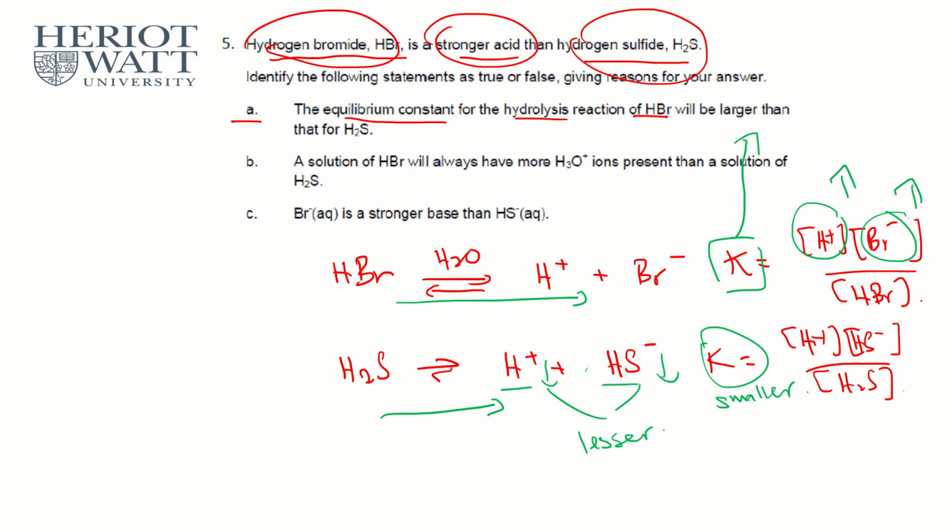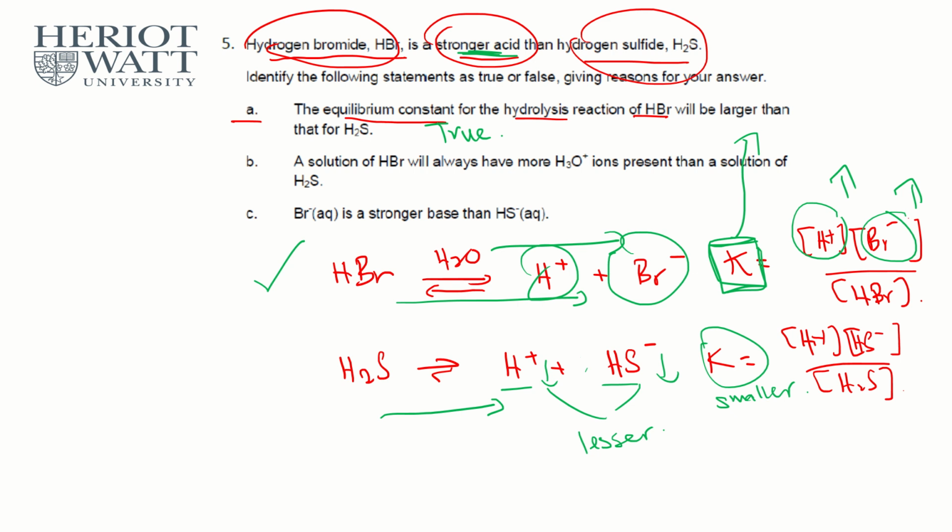Make sense? So the equilibrium constant for the hydrolysis reaction of HBr, which is this, will be larger than H2S, and it's a stronger acid. Makes sense? So this is true. And the reason is what I just explained. HBr is a stronger acid, alright? So it will dissociate more to H plus and Br minus, hence increasing the concentration of product, making a bigger K value. That's it. You just need to explain one side. You don't have to explain both. Alright? So you can repeat again by watching the video again.